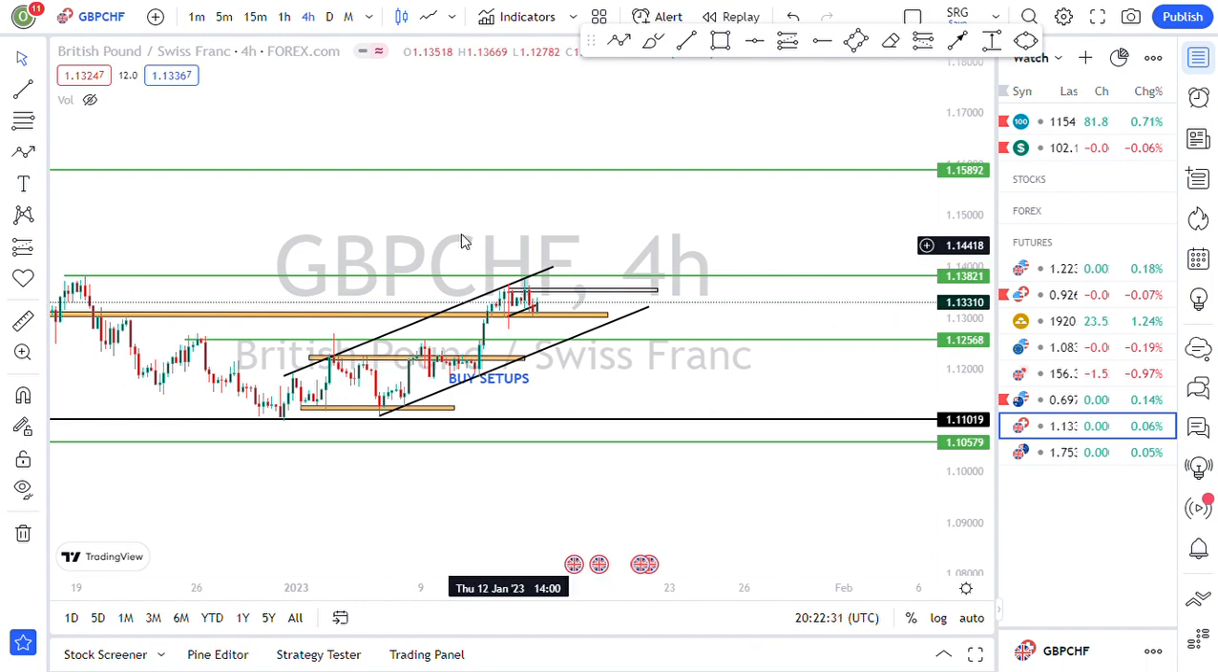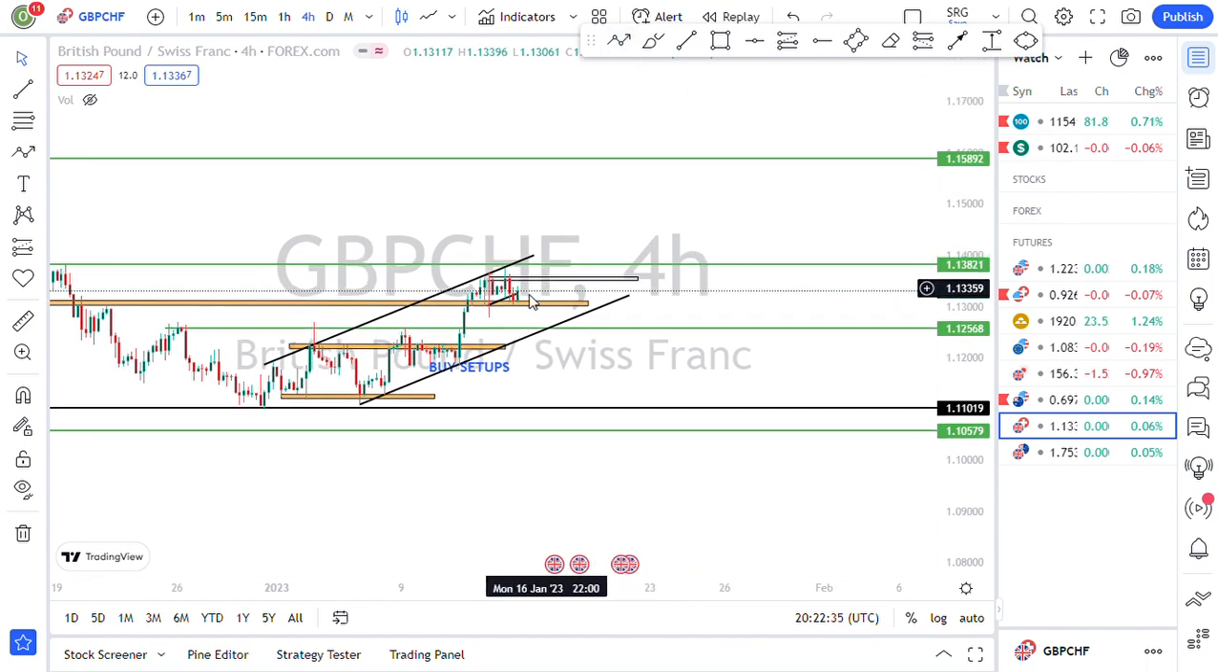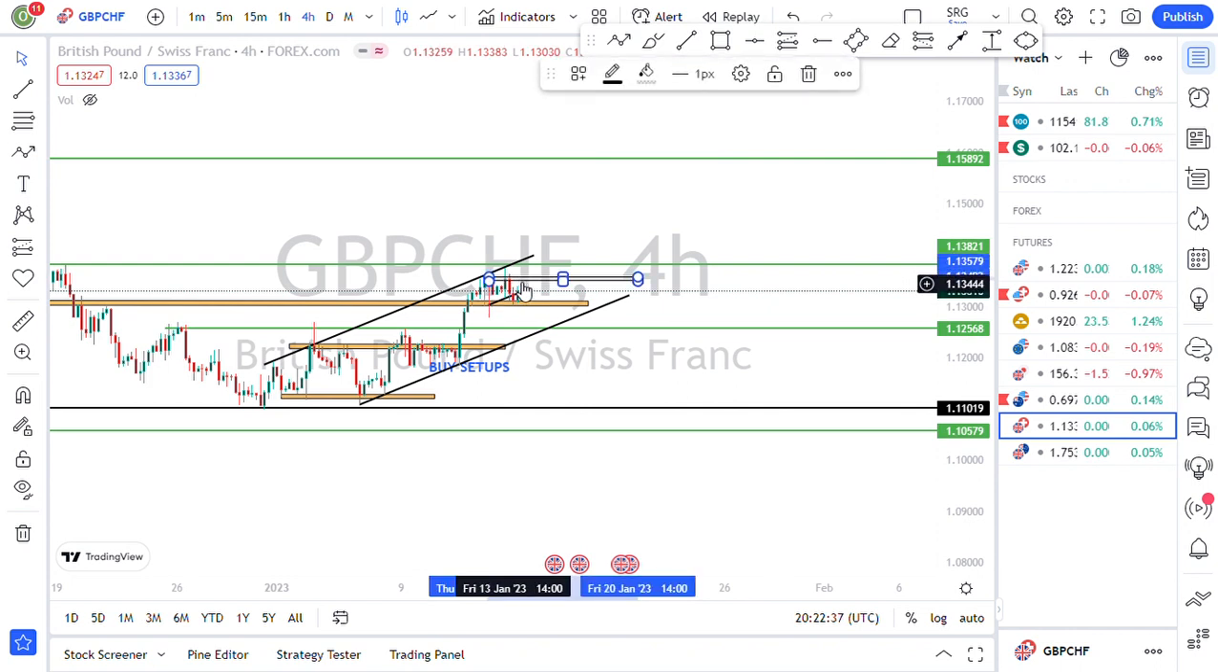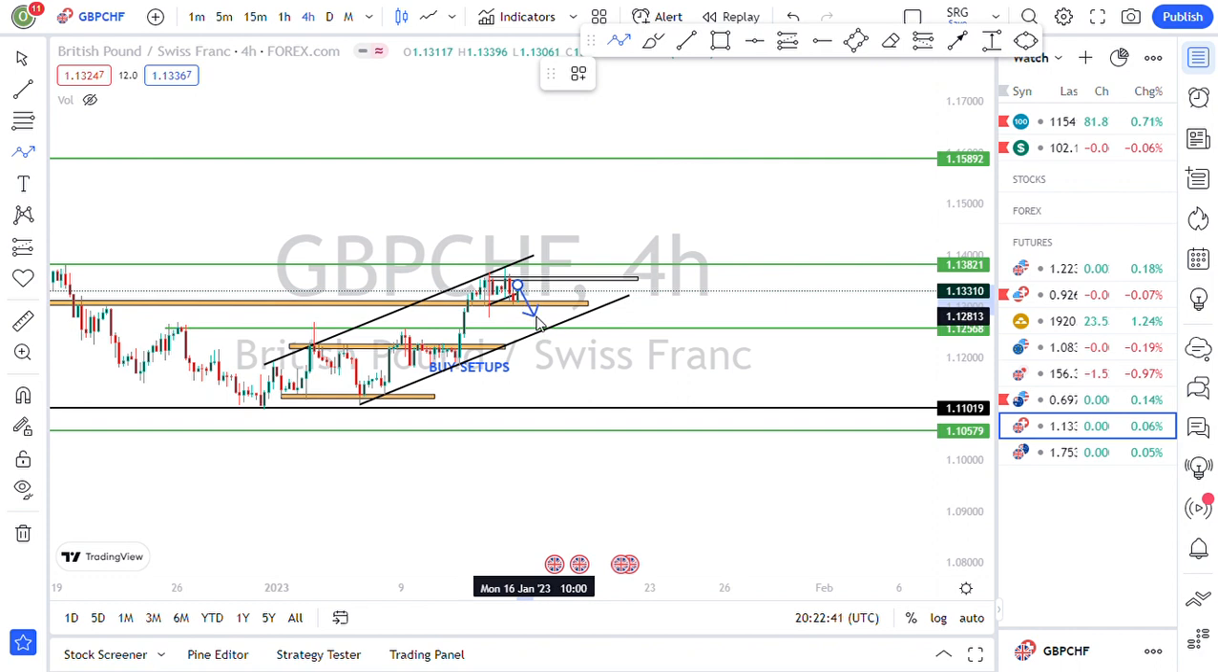I'm bullish. I'm very bullish on GBP future. Now I'm seeing that price can hopefully come here and then give us a push to the upside, right? So this is what I'm looking at.